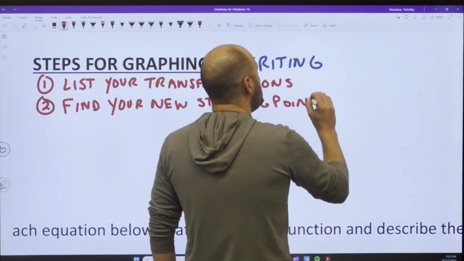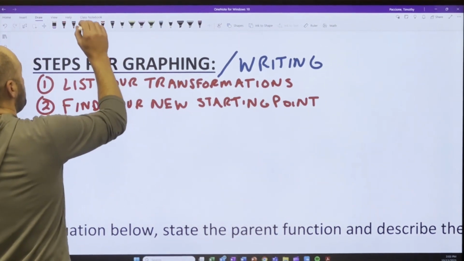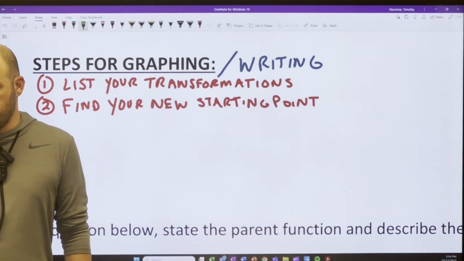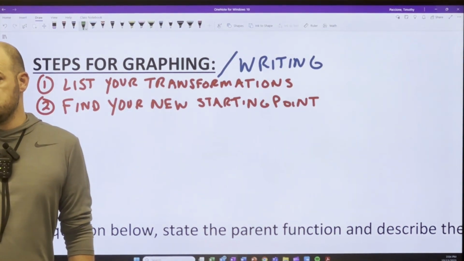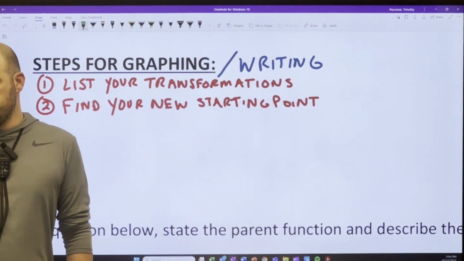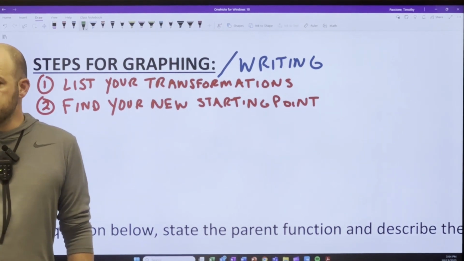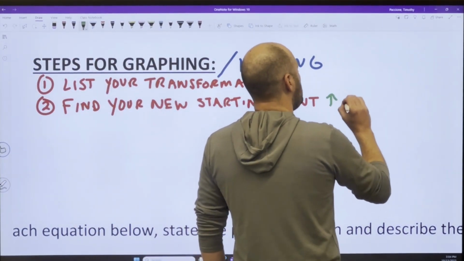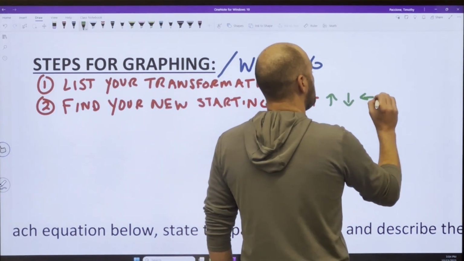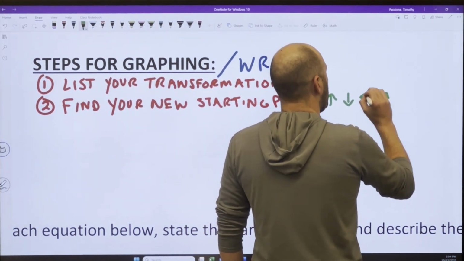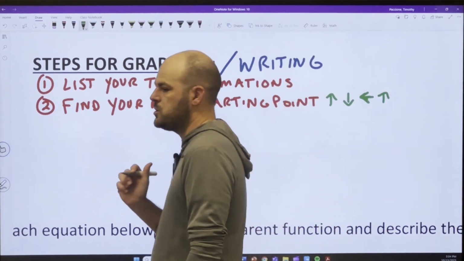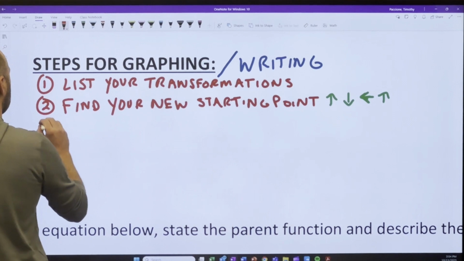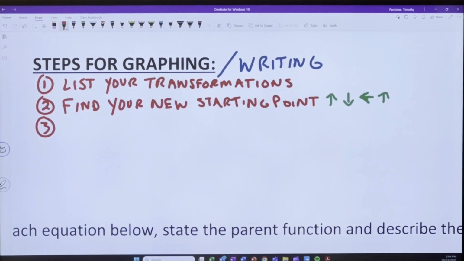Okay, so how would you do that? Well, which of our transformations tell us a different starting point? We have reflections, we have stretches, and we have translations. Which of them move our starting point? Translations, right? Up, down, left, right. So you're looking for your up, your down, your left, or your right. That's going to tell you whether your starting point changed. Okay, all right, so that's covered. But now, that's only our translations.